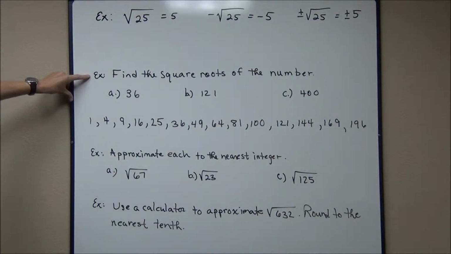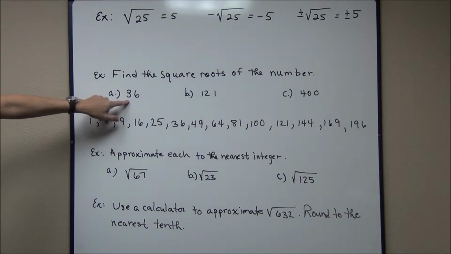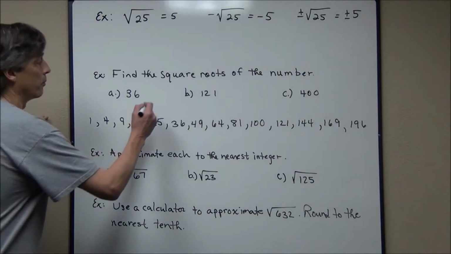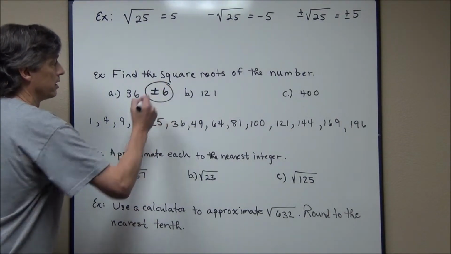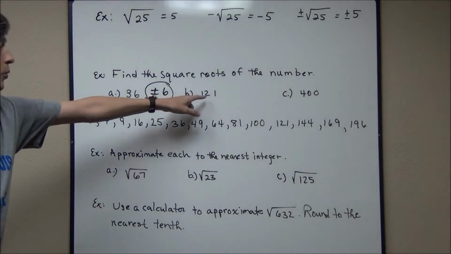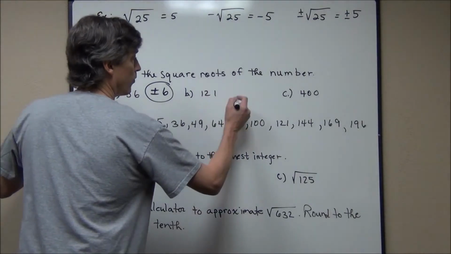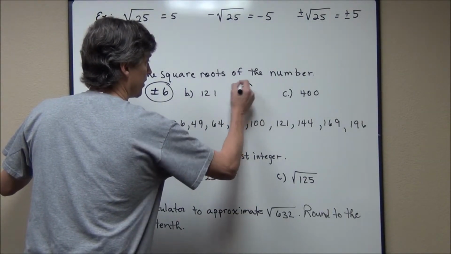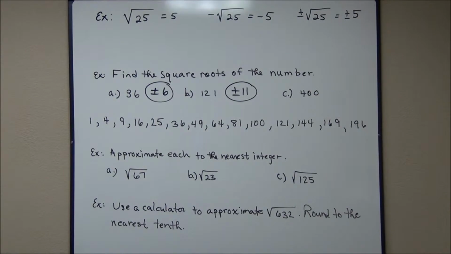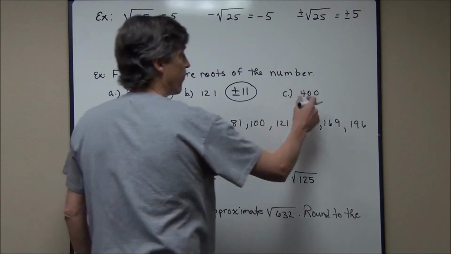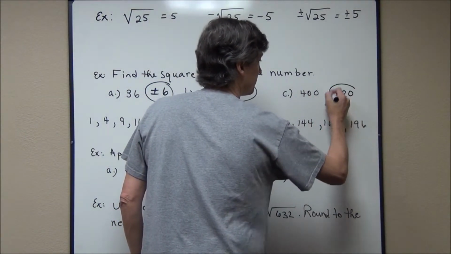Now look at the example here. It says find the square roots of the number. Now notice it says square roots. There are going to be 2 of them. So I have to know my perfect squares. Here's 36. I know 36 happens to be 6 times 6. So it would be plus or minus 6 for my 2 square roots. 121, a little bit tougher, but you probably remember that as 11 times 11. So the 2 square roots of 121 would be plus or minus 11. The last one, maybe you're not as familiar with, but 20 times 20 is 400, so the 2 square roots of 400 are plus or minus 20.